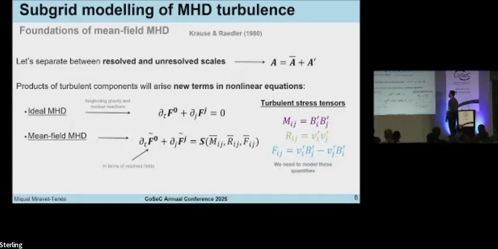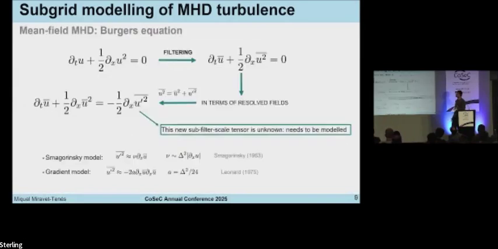These turbulent contributions can be written in this way if we only consider perturbations in the magnetic and velocity fields. So we have the Maxwell stress, the Reynolds, and the Faraday stress tensor. And the aim of these subgrid models is to find a closure for these turbulent stress tensors.